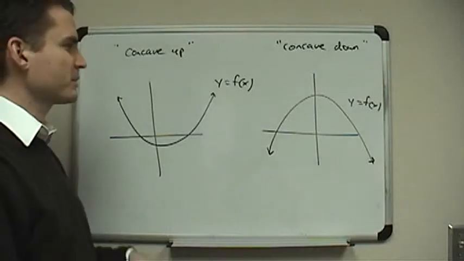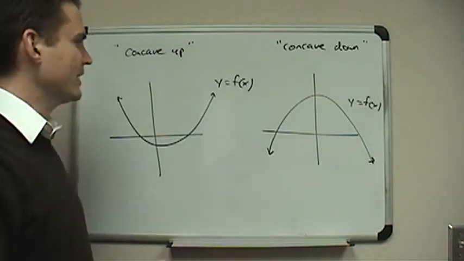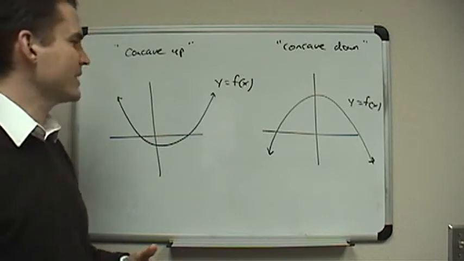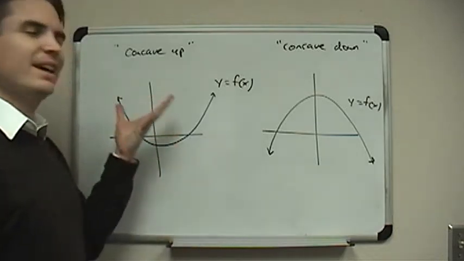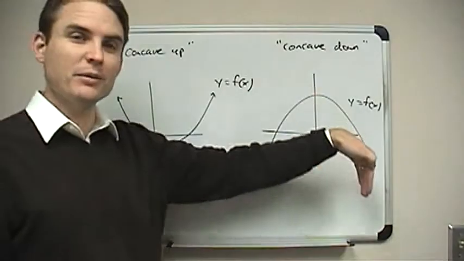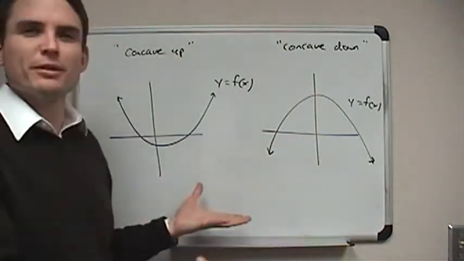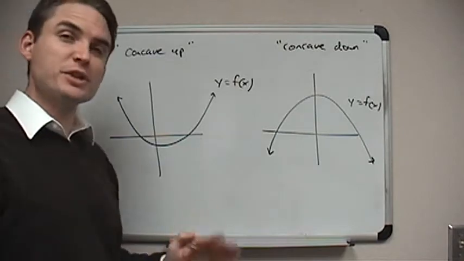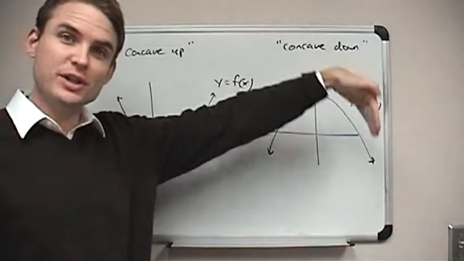Okay, some examples of some graphs dealing again with concavity. And again, we mentioned in the notes that when a function is concave up, it's curving upward. When a function is concave down, it's curving downward. Now in each of these graphs I've got two different functions, but of course one function can curve upward and then change to curve downward.